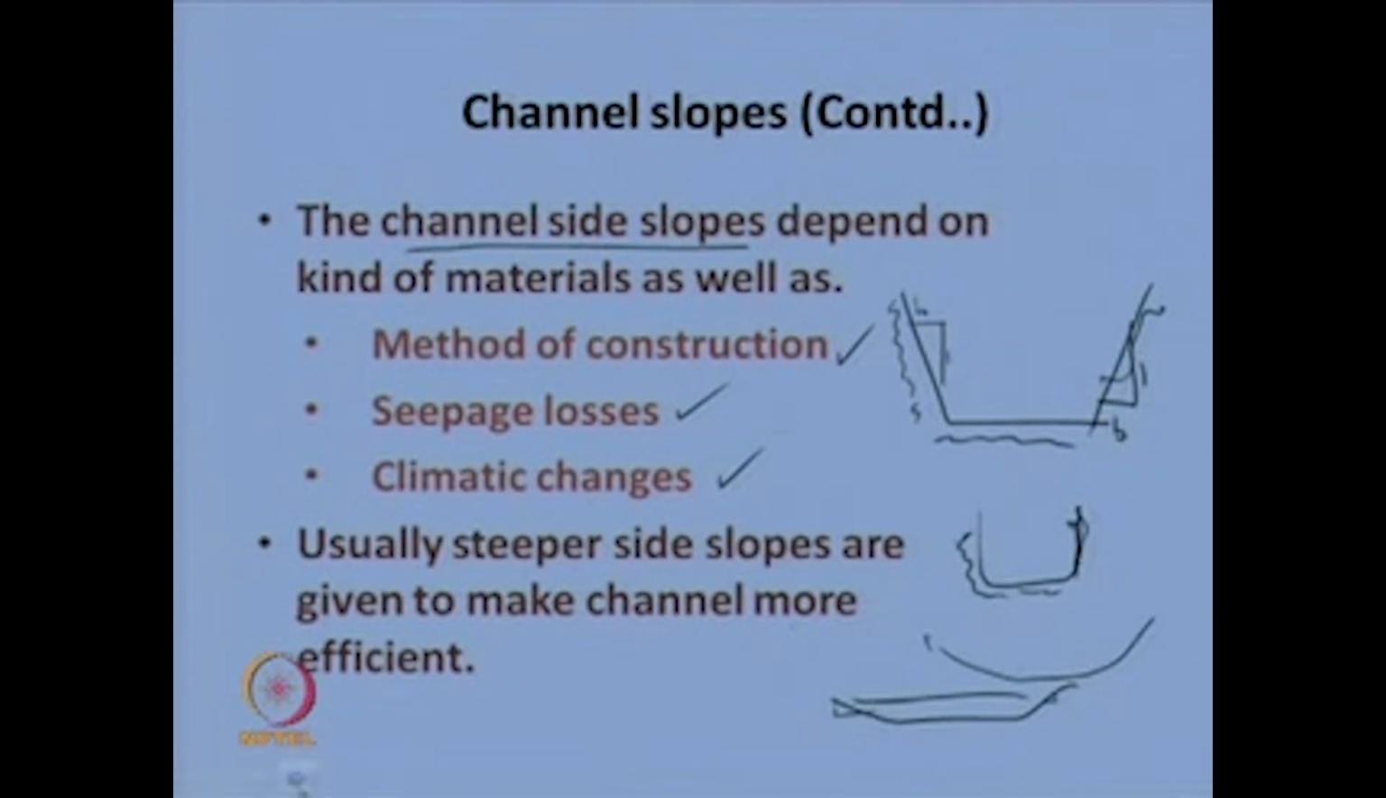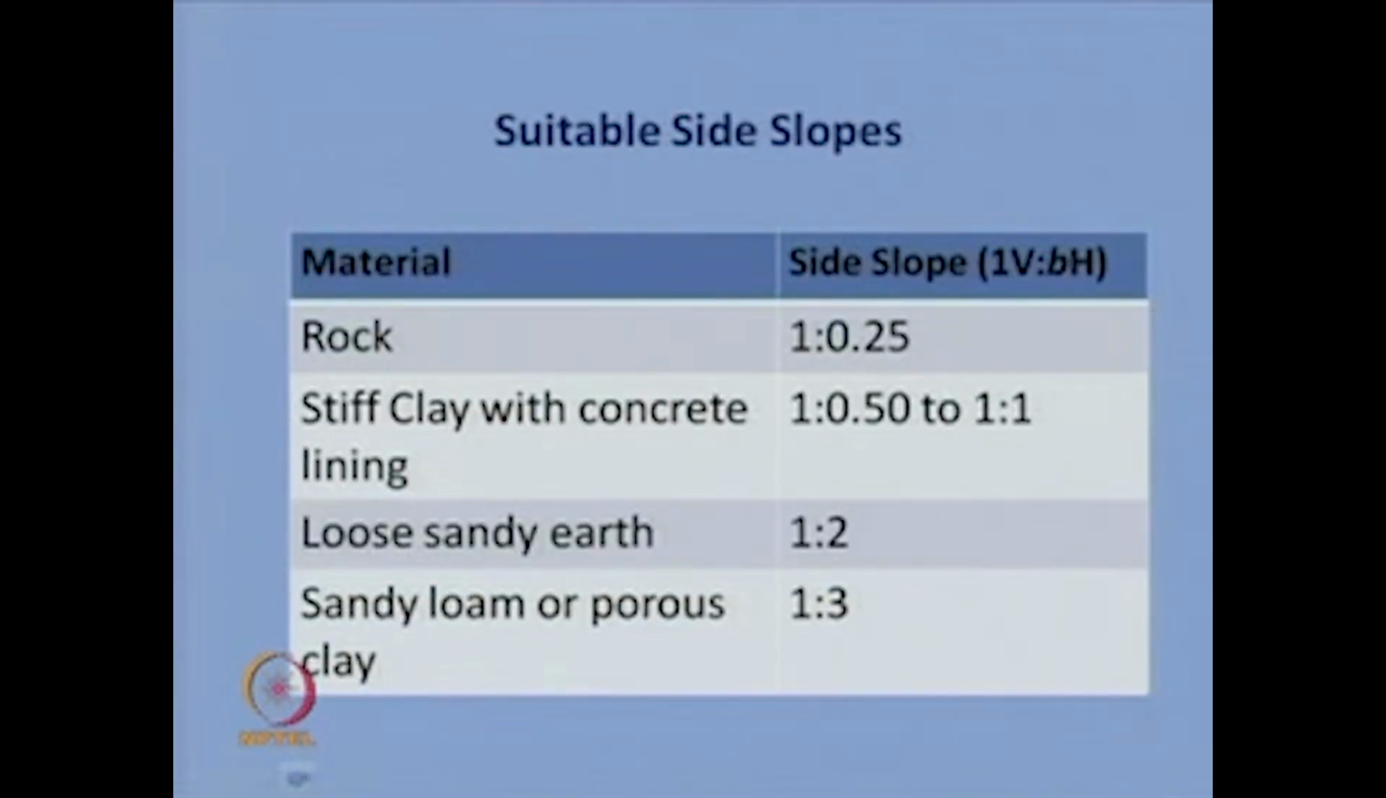The general social criteria are also required. A table we have just given shows suitable side slopes that are generally adopted. In rocks it is 1 is to 1.25, or almost 1:0 can also be given, meaning there is no need of a side slope. For stiff clay with concrete lining, you will see that this is 1:0.5 up to 1:1.